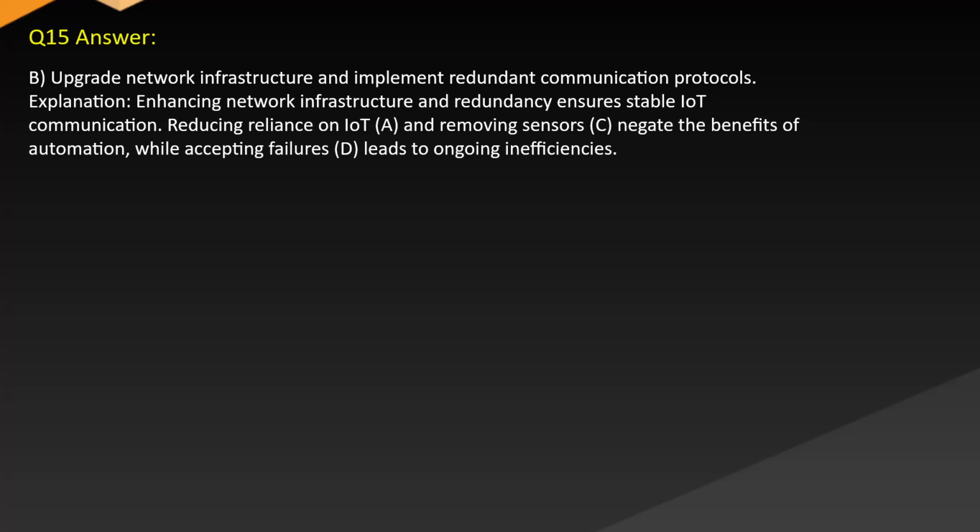Answer: B. Upgrade network infrastructure and implement redundant communication protocols. Explanation: Enhancing network infrastructure and redundancy ensures stable IoT communication. Reducing reliance on IoT (A) and removing sensors (C) negate the benefits of automation while accepting failures (D) leads to ongoing inefficiencies.